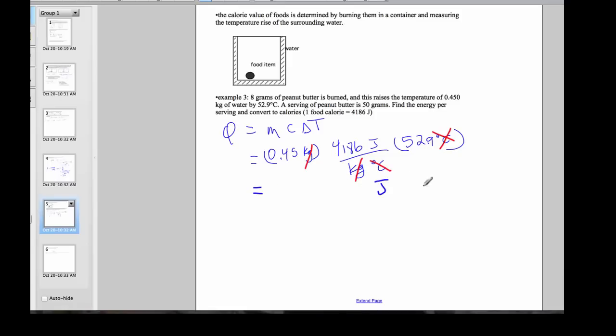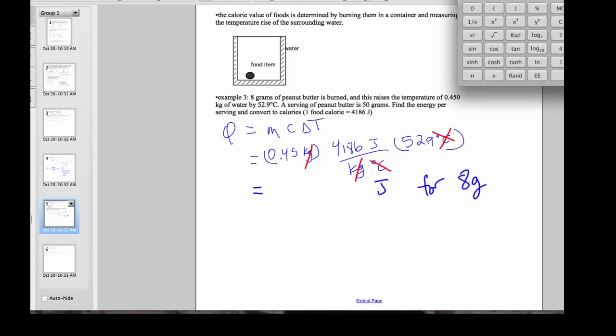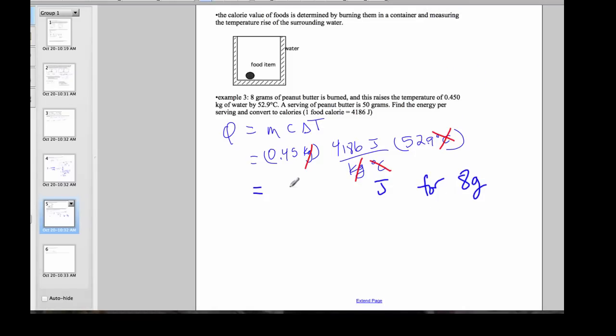Now then, this is the joules for an 8-gram serving, because we're told that's the amount of peanut butter that was actually in our calorimeter. So let's see how much that is. So 99,647 joules. 99,647. Pardon my dyslexia.